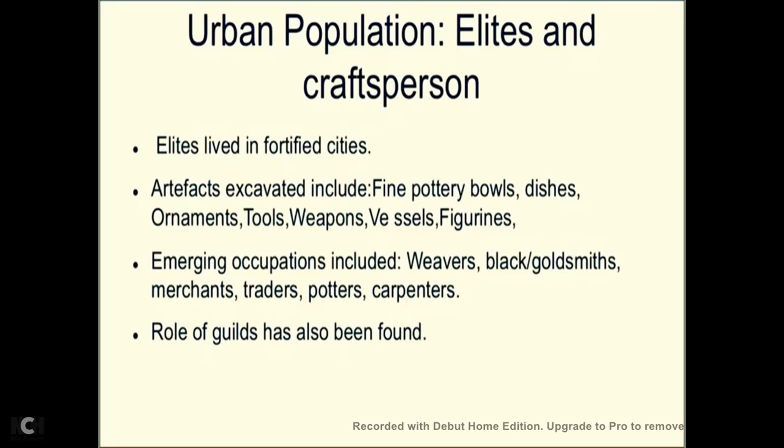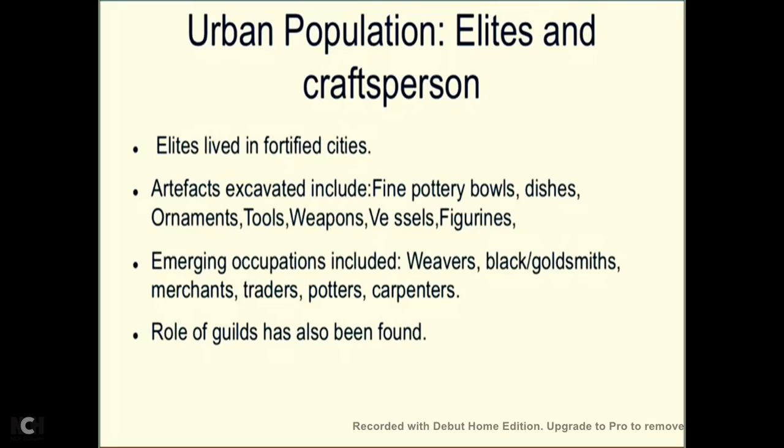Then the urban population: elites and craftspersons. Kings at that time, the ruling elite class, lived in the fortified cities. Although it is difficult to conduct extensive excavation at most cities because people live in these areas even today, a wide range of artifacts have been recovered from them.